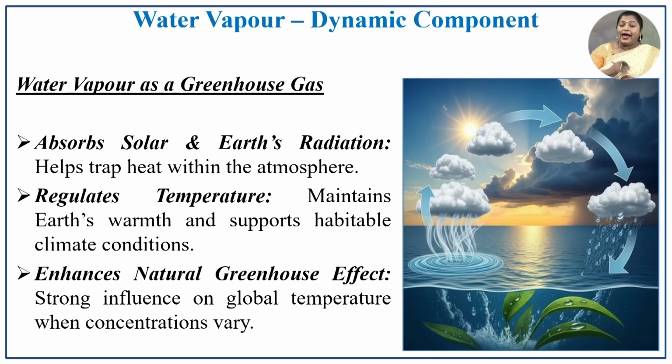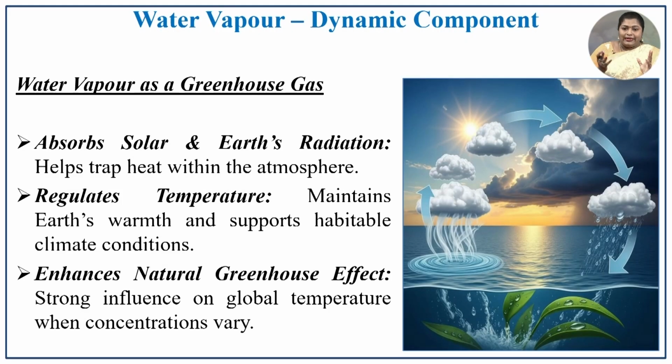The water vapor helps to trap the heat within the atmosphere, and it also regulates and maintains the earth's temperature and warmth, which will be helpful for the human being and other biological life forms to survive on the earth's surface. It enhances the natural greenhouse effect. So it is one of the strong influencers on the global temperature when its concentration varies.